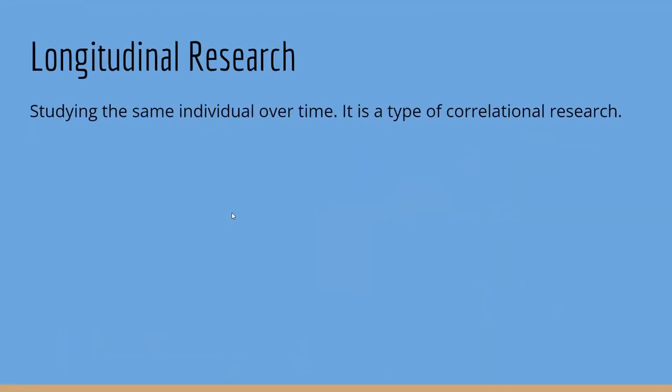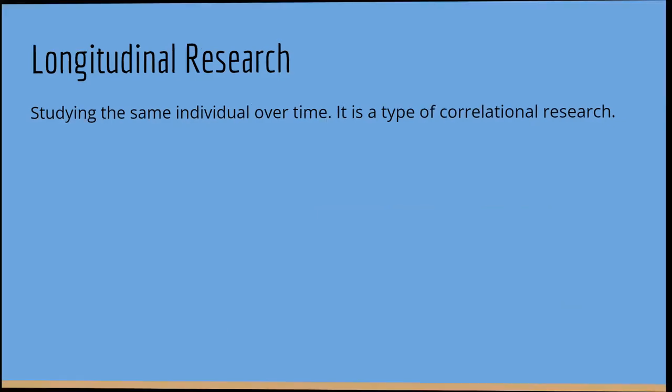All right, then there's longitudinal research. This is just studying the same individual over time, simply. So a good example is to think of identical twins. Maybe they're studied throughout many years, and they're going to see some similarities or differences. And that's a type of correlational research.